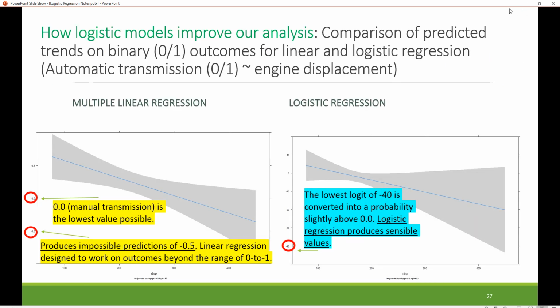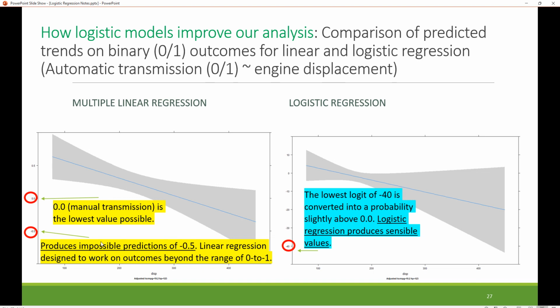So how logistic models improve our analysis: comparisons of predicted trends on binary outcomes for linear and logistic regression. So here's what happens when I just did a simple analysis using the mtcars data. It gave us a value below 0. So 0.0, or a manual transmission, is the lowest value possible. Above that we can't see is a value of 1 for an automatic transmission. So it only is going to range between 0 and 1. We don't have a value below a manual transmission.